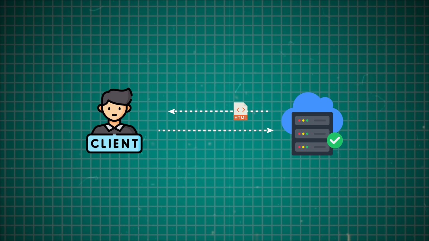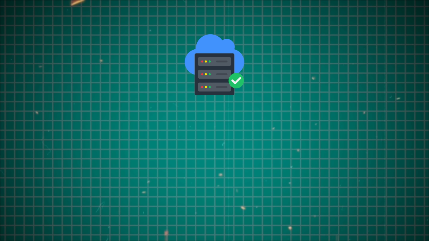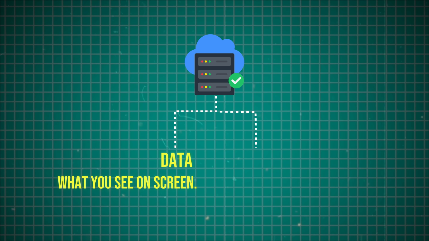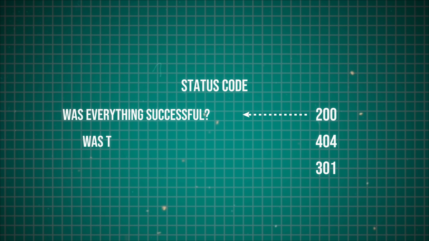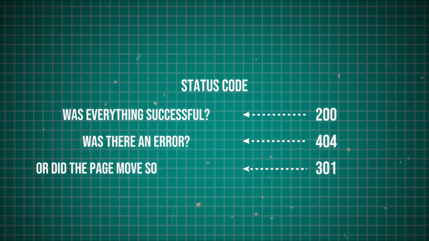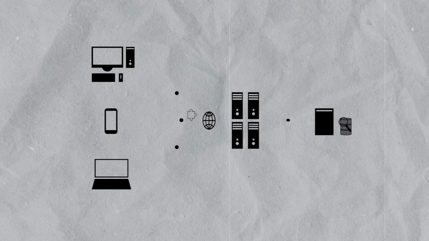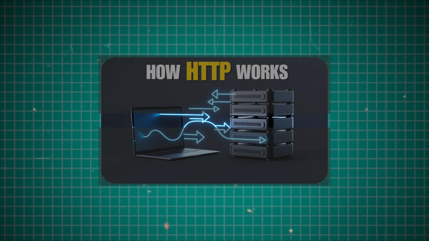The server doesn't just send the web page, it sends two things together. The data, what you see on the screen, and a status code, what happened behind the scenes. The data shows you the website, but the status code tells the story. Was everything successful? Was there an error? Or did the page move somewhere else? That small 3-digit code explains the result of your request. And if you want to understand how HTTP works in full detail, then check out this video.